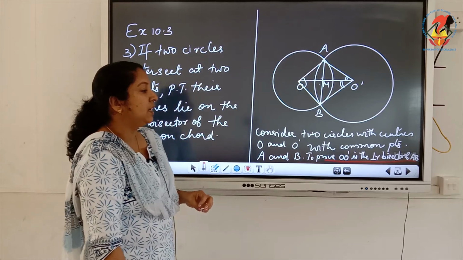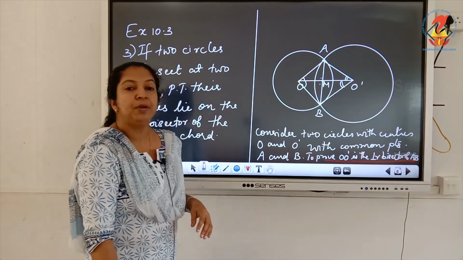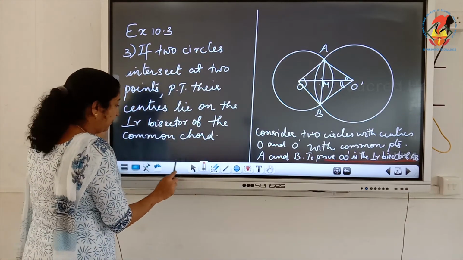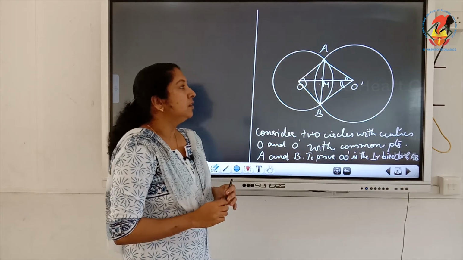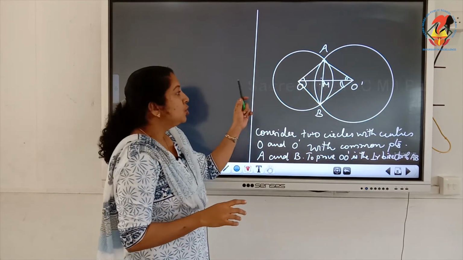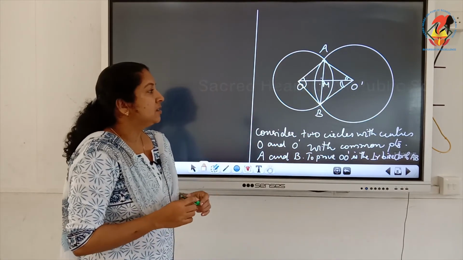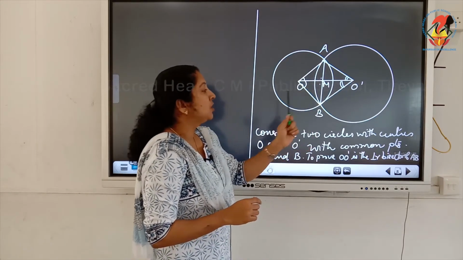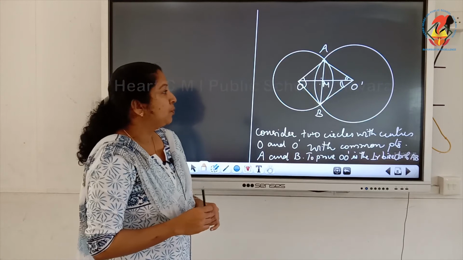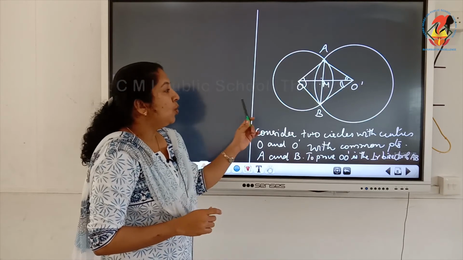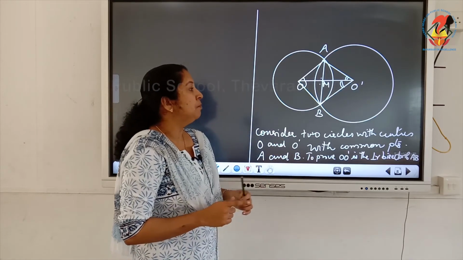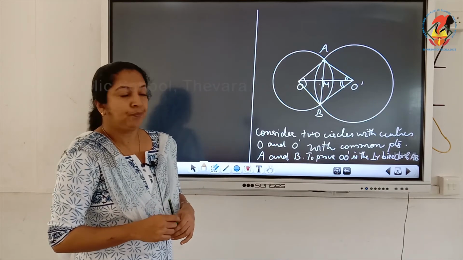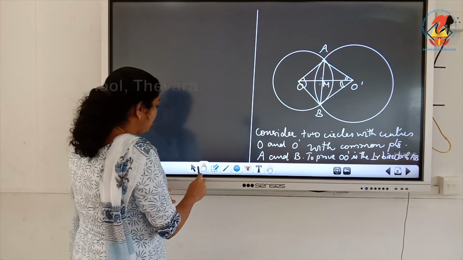We have to prove that OO' is the perpendicular bisector of AB. So we have to consider two circles with centers O and O', and AB is the common chord. We have to prove that OO' is the perpendicular bisector of AB.